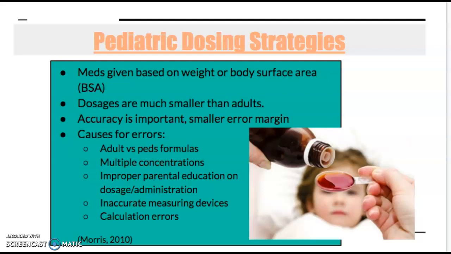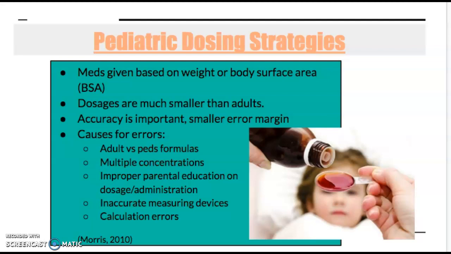So there are a few different causes for medication errors for pediatrics. The first one is using an adult formula versus a pediatric formula. Another is there's multiple concentrations for pediatric formulas, so that causes confusion for people. And then improper parental education. Sometimes we're just not educating parents enough or correctly on dosing or administration of medications.